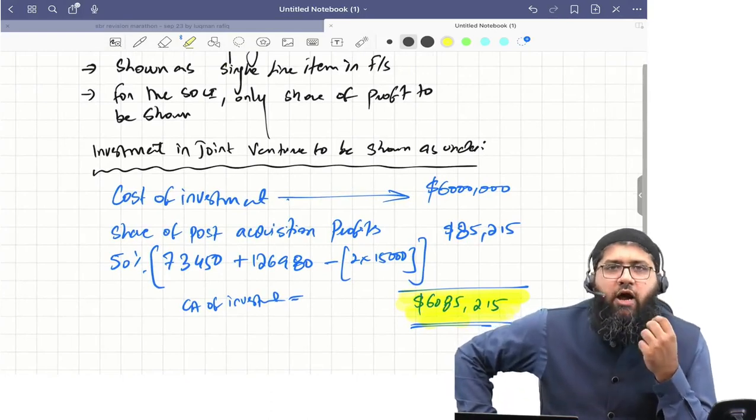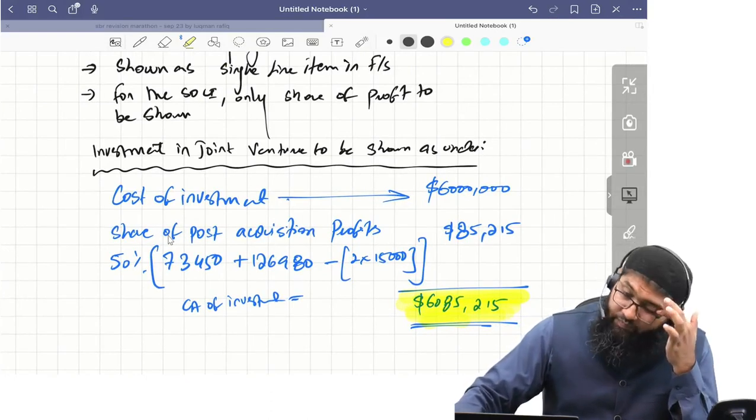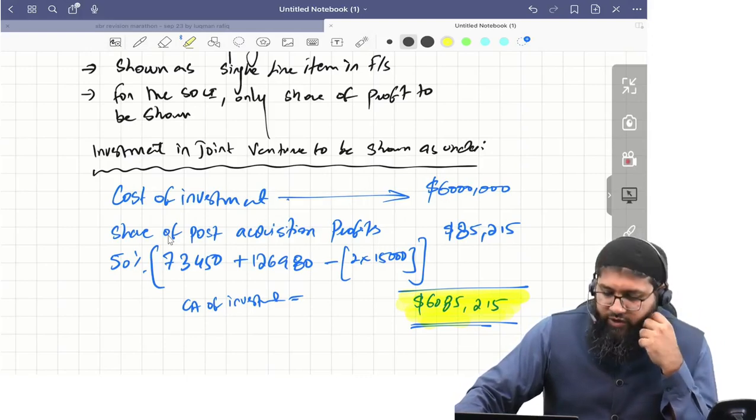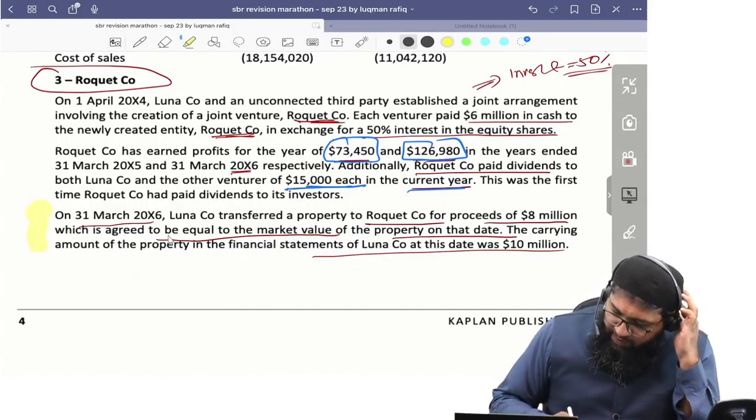So this is how you would account for this investment in an associate, right? This is how you will account for this investment in joint venture, sorry. Now, the next situation is there is a property transferred also, which we need to understand.